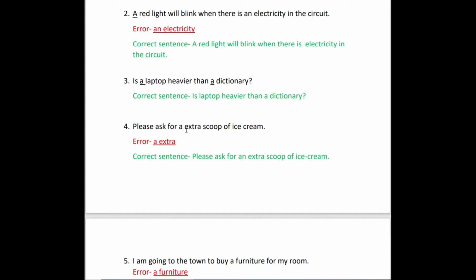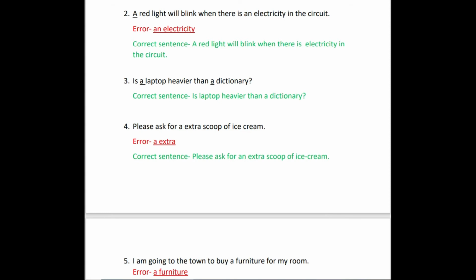Please ask for a extra scoop of ice cream. Extra scoop? Is it the proper use? No, it's not used properly because of the sound of extra. What is the sound? The sound is not a consonant. Here comes the vowel sound. So we need to write an extra scoop of ice cream. Very good. The correct sentence I have written over here: please ask for an extra scoop of ice cream.